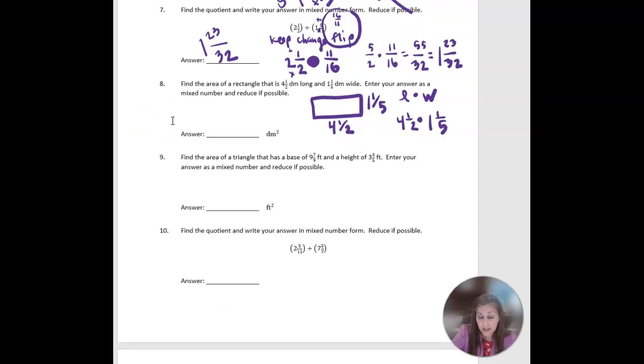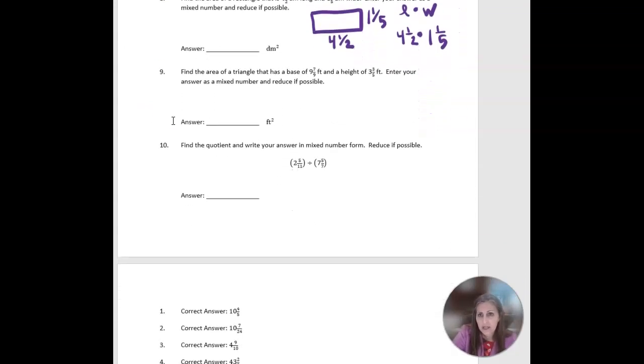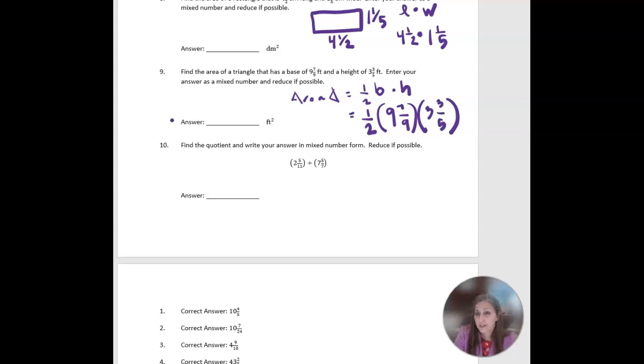Okay, the answers are attached to this worksheet, so I'm just going to keep going. Let's look at number 9. Now, the area formula of a triangle is different. Area of a triangle is equal to 1/2 the base times the height. So for our formula, 1/2 is built into the formula. The base we're given as 9 7/9, and the height is 3 3/5. And you would just put all this in your calculator. These fractions are being multiplied together.